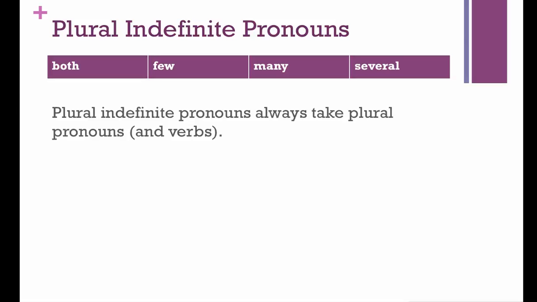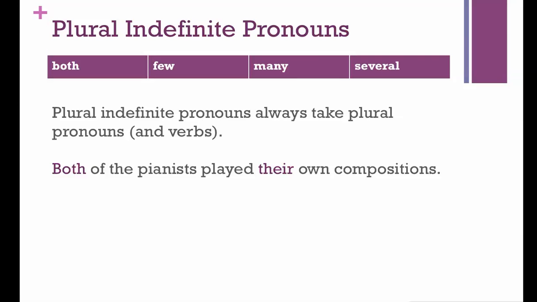Plural indefinite pronouns are pretty easy. Because these words are always plural, they will always take plural pronouns and verbs for that matter. So for example, "Both of the pianists played their own compositions." "Both" is a plural pronoun, "their" is a plural pronoun, so they agree.